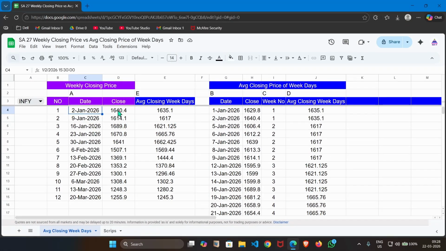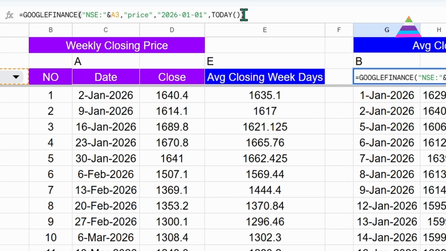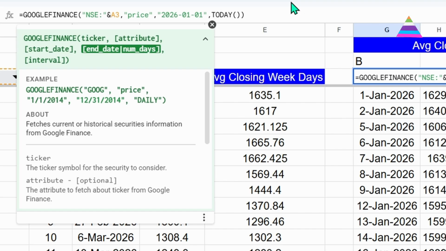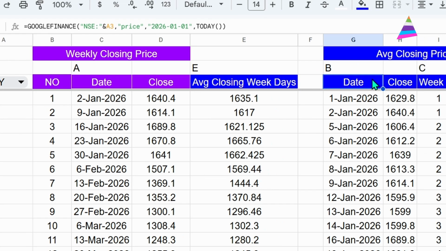Now, if you want to find the average closing price of weekdays, we need to consider the closing price of all the days. So the formula for that is here. Here we don't provide the interval, the last parameter which we provided here. So it will find the closing price of all the days.